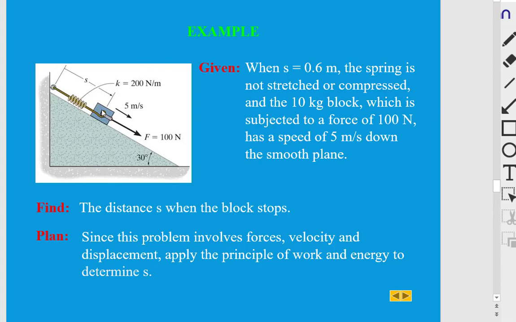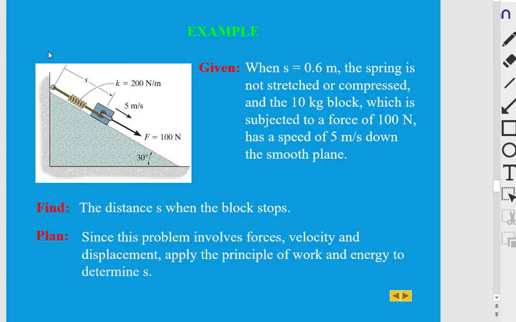We know the mass, which is 10. We know the initially unstretched position, which is 0.6. And we know the surface is smooth, with no rough surfaces or friction. We want to calculate the distance s when the block stops. So how far will the spring stretch until the block stops? This means the velocity is equal to 0.